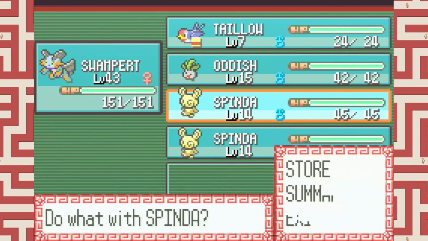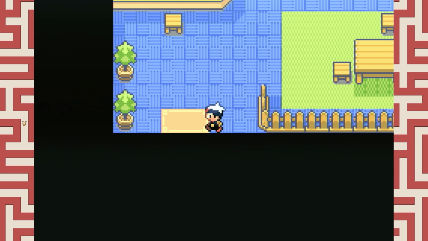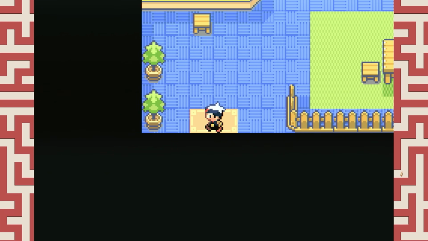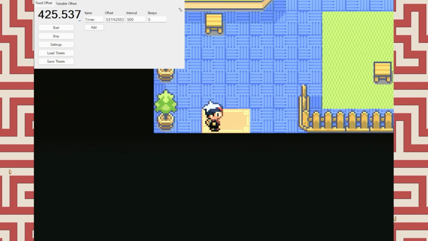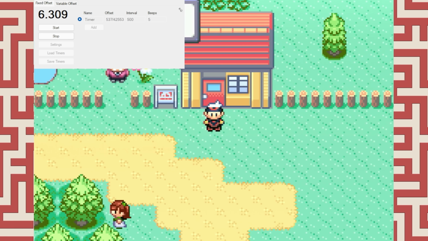I put the parents in the daycare and walked 254 steps. A max repel will wear off in 250, so I use one to help keep track. At this point, I save before making the final step to generate the egg, and I plug in my target into Flow Timer. For every attempt, I reset the game and the timer at the same time and take a step forward when the timer ends.